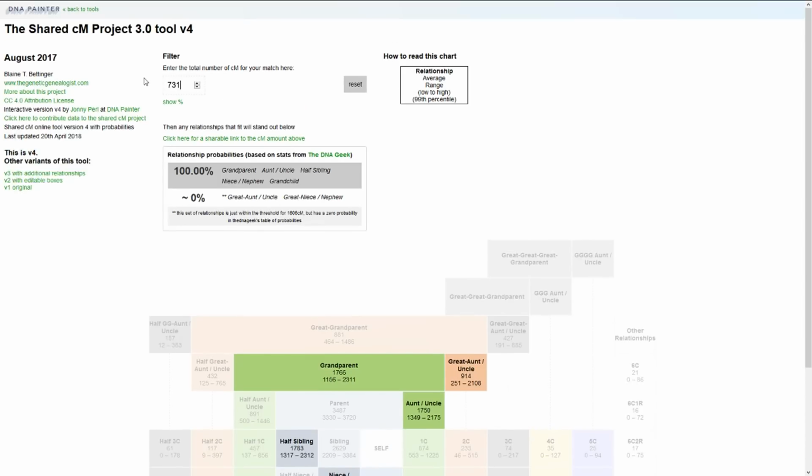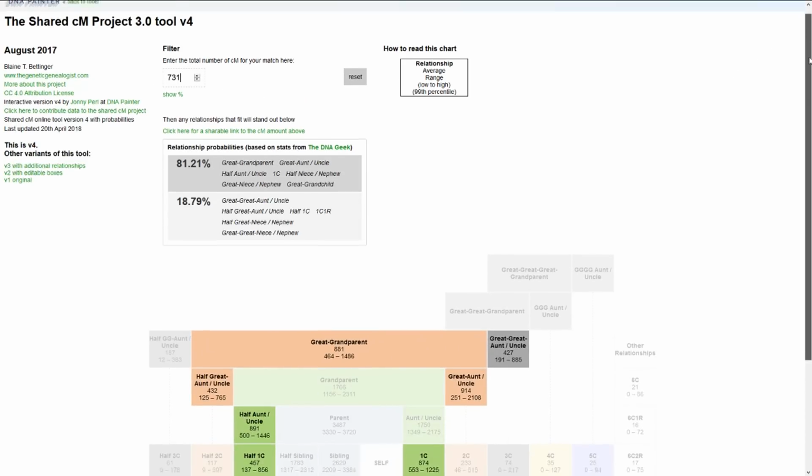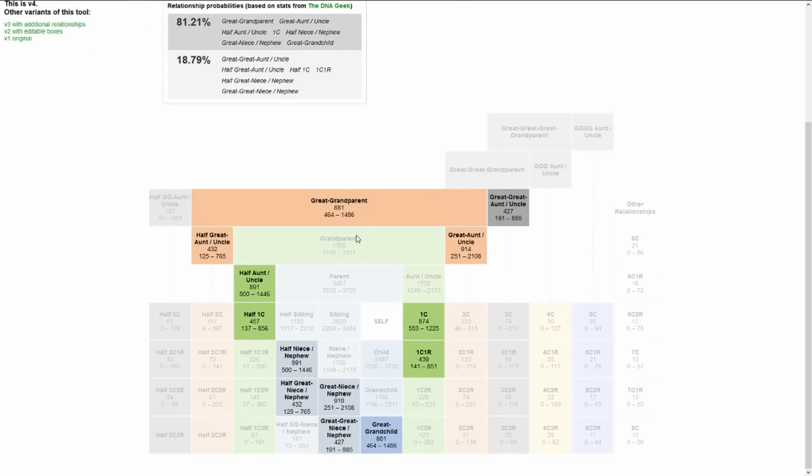And so we enter 731 into the DNA Painter. And again, if Rosa was my grandmother, Michael would be either my parent or my uncle. So if he was my father, he'd have to match me at 3,400. Well, he doesn't. He's 731. To be my uncle, he has to have a minimum of 1,349 centimorgans, which he doesn't, not at 731. So Rosa cannot be my grandmother.